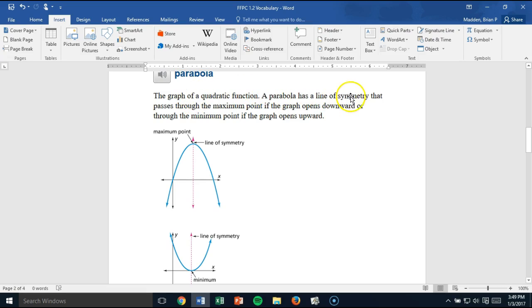The parabola has a line of symmetry, which they're pointing to here, the red line going up and down, that passes through the maximum point if the graph opens downward, that would be this point here, or through the minimum point if the graph opens upward, that would be this point here. And as you see, the line of symmetry splits the parabola in half.